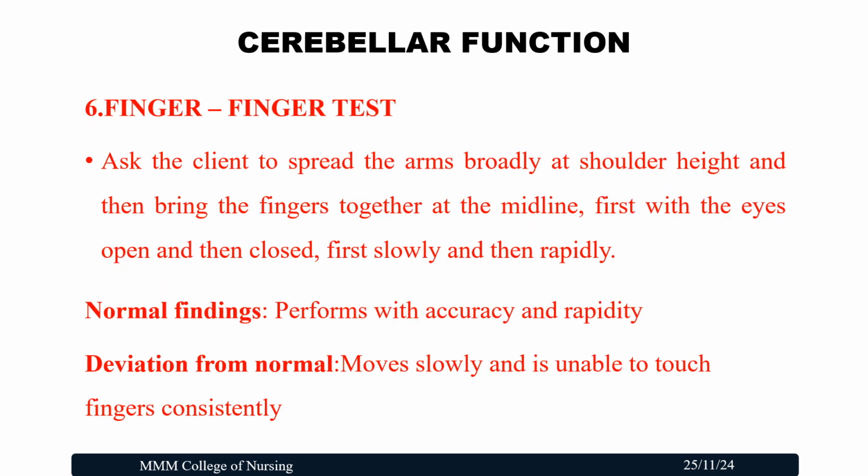Finger to finger test. Here, ask the client to spread the arms broadly at shoulder height and then bring the fingers together at the midline, first with the eyes open and then closed, first slowly and then rapidly. For the normal findings of the finger to finger test, the patient performs with accuracy and rapidly. For the deviation from the normal, the patient moves slowly and is unable to touch the fingers consistently.